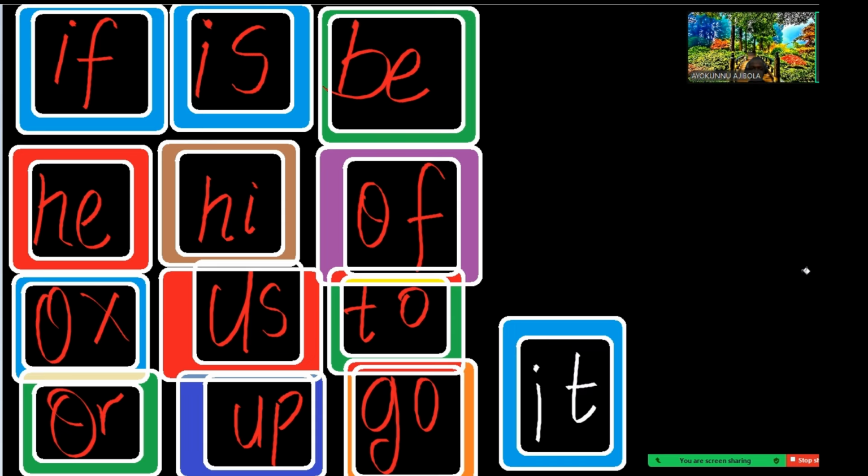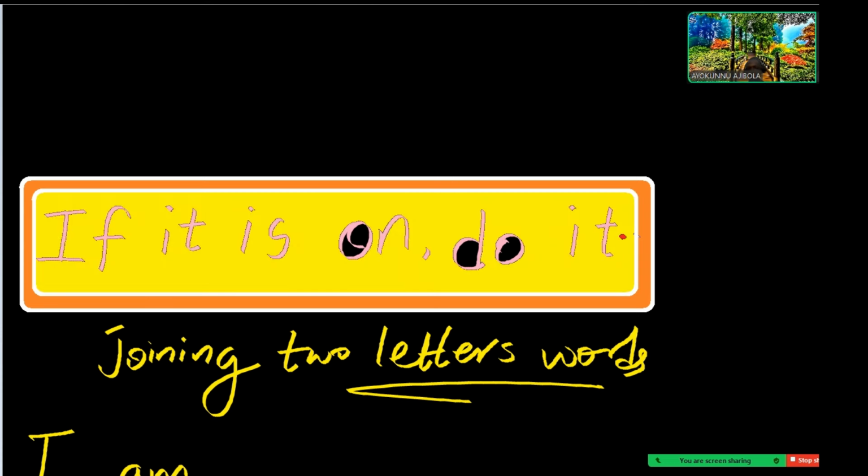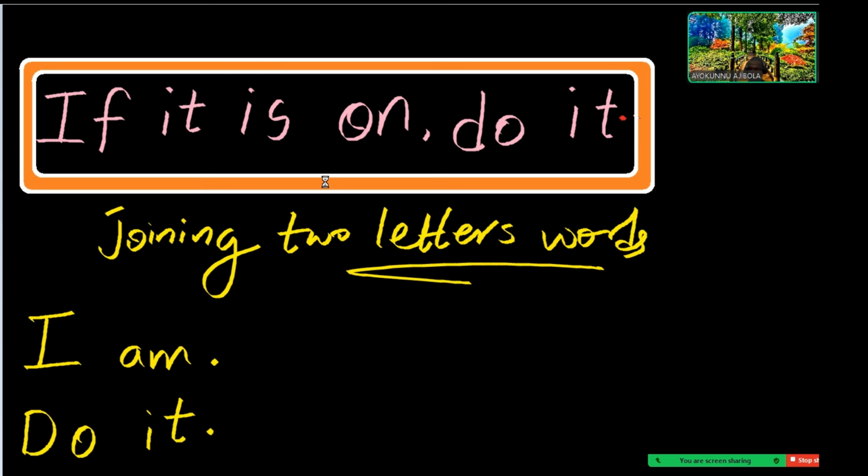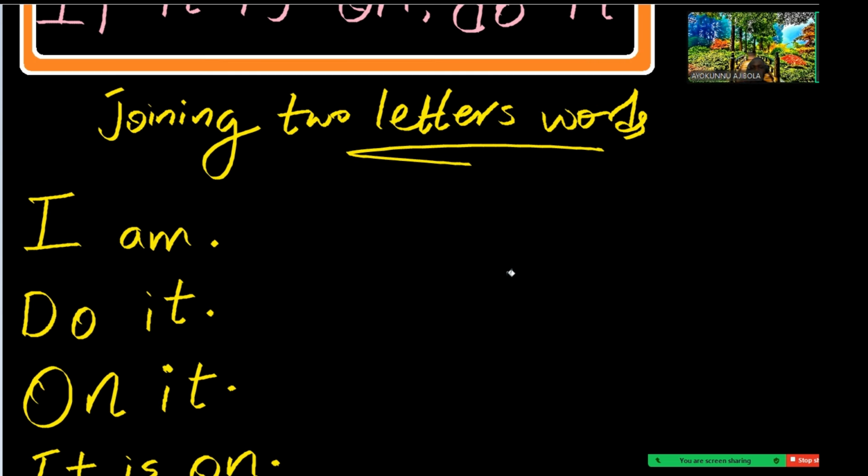Heat. That's correct. And finally, can you read this sentence now? Yes. Now read it. Heat is on, do it. If it is on, do it. Okay. Do heat. If it is on, do it. Read that again. Let me hear. Do it. Okay. So we'll meet for three letter words by next class, okay? Okay.